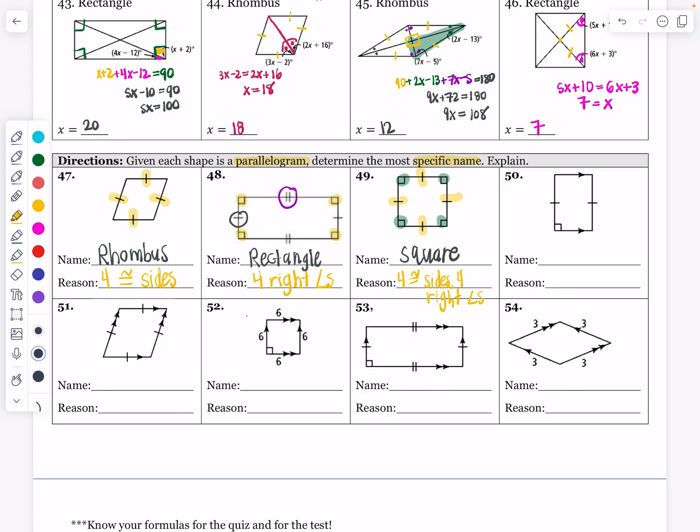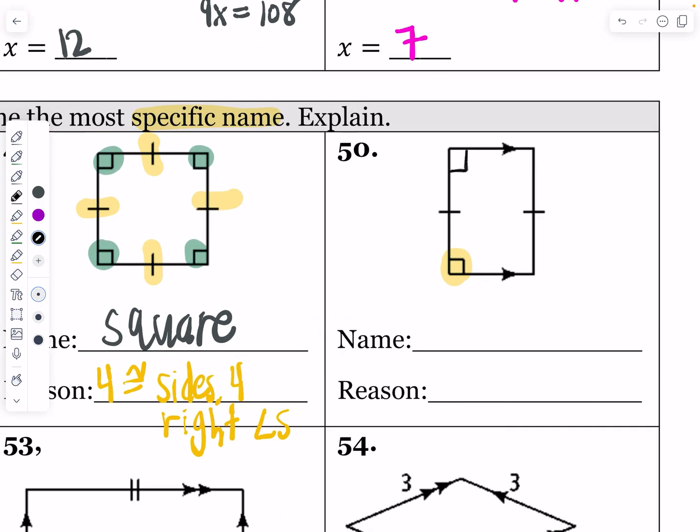All right, my next problem, it has a set of parallel marks, it has a set of congruence marks, and then it has that this is 90 degrees. If that is 90, because these are parallel, same side interior angles are supplementary, so that one's also going to be 90. And then we are able to add congruence marks, and so we're going to end up having those 4 right angles.